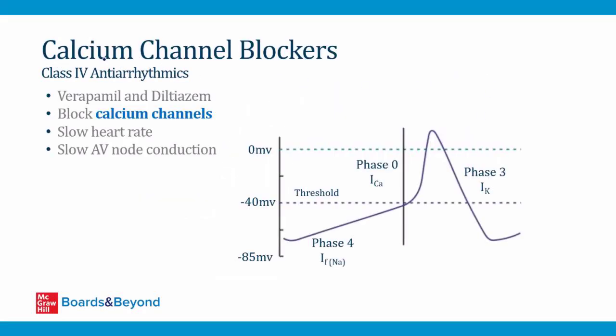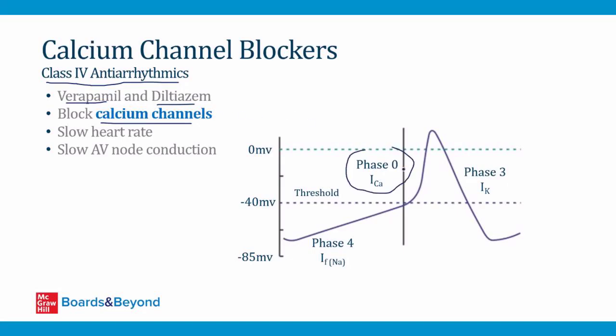And then I'll finish this video by talking about calcium channel blockers, which are class 4 antiarrhythmic drugs. The two calcium channel blockers used as antiarrhythmics are verapamil and diltiazem. They both block calcium channels found in the pacemaker cells of the SA and AV node in the heart.